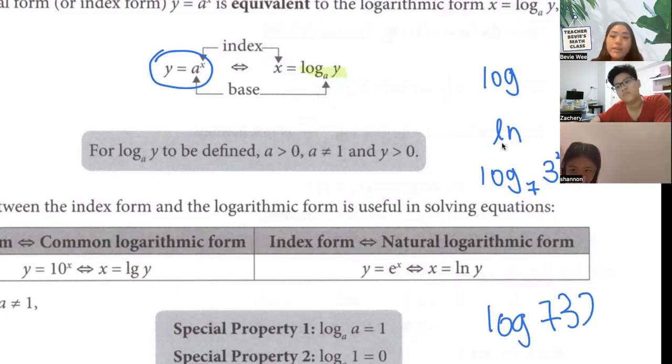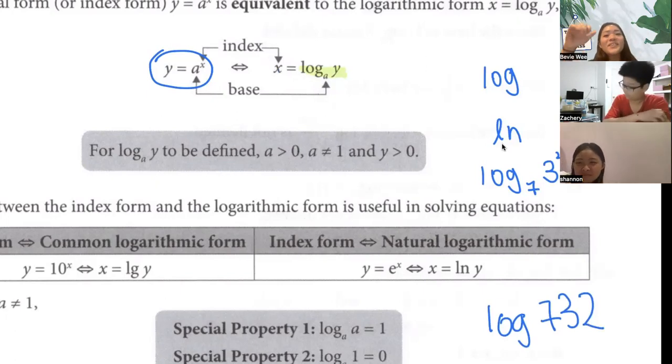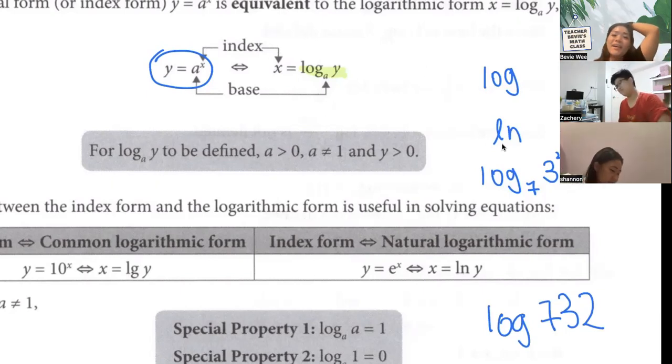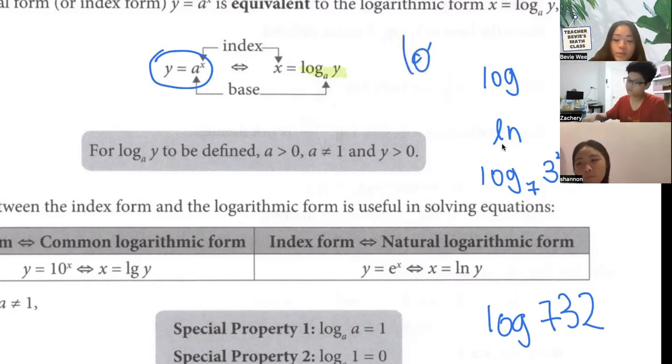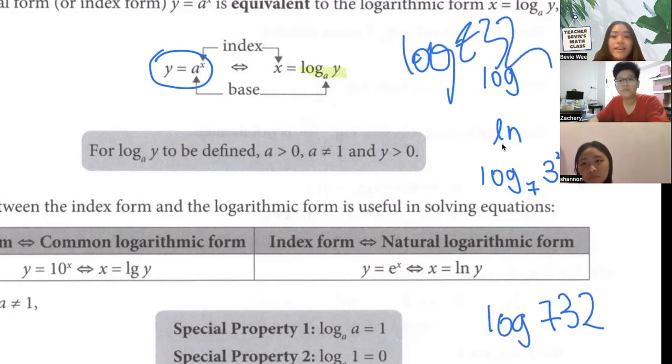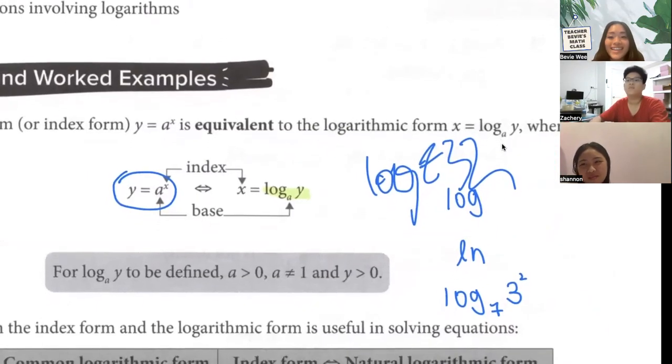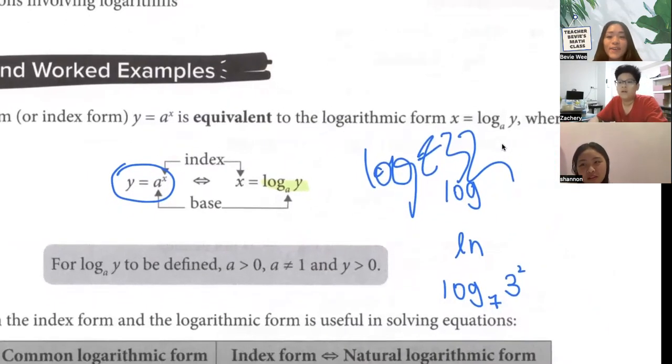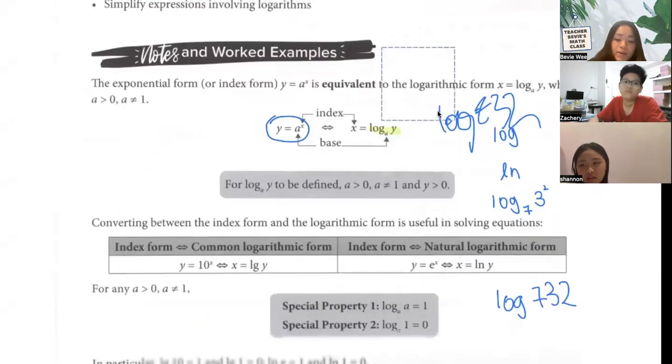Worse, not trying to stereotype, but boys' handwriting, wow. I know Zachary's handwriting is nice. But I have really seen boys' handwriting, my God. They just write, I don't know what they're writing. Like that, 732. You go and decipher yourself which is the base, which is the power. So please be very careful with it.